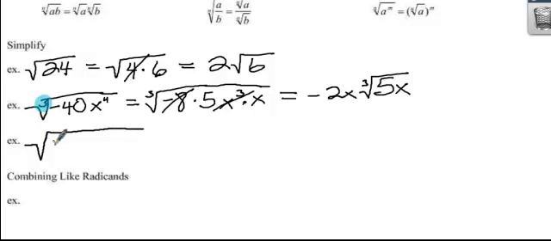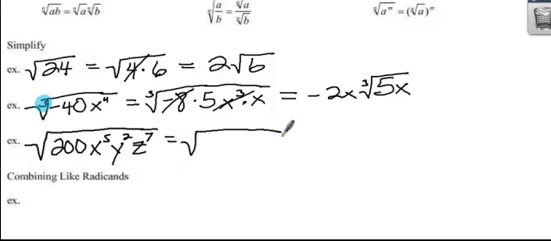Let's do square root of 200 x to the 5th, y to the 2nd, z to the 7th. Okay? Now it looks really scary, but it's really not. So I take 200, and what's the largest perfect square in 200? Well, I think I could make it 100 times 2. X to the 5th can be x to the 4th times x.